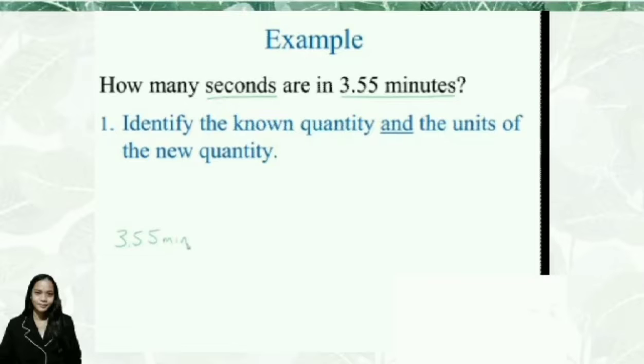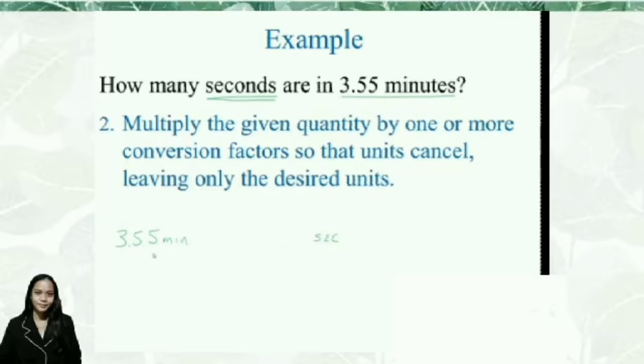Step 2 says multiply the given quantity by a conversion factor, or more than one, so that the units cancel and leave you with the units you desire. We just said that 1 minute equals 60 seconds, right? So I need to set that up so that the units will cancel. I can get rid of minutes and put it into seconds.